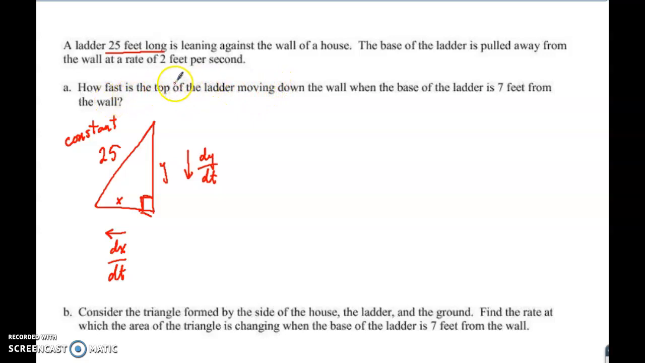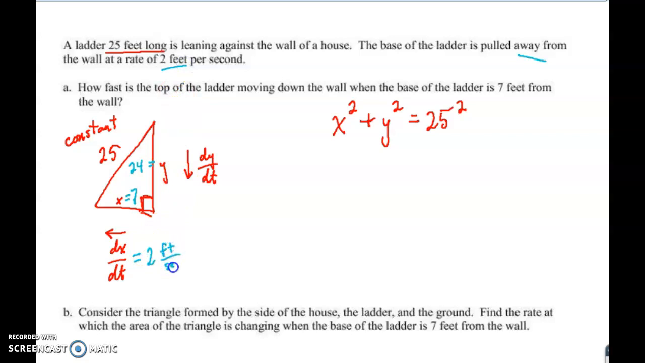So how fast is the top of the ladder moving down the wall when the base of the ladder is 7 feet from the wall? Okay, well, let's create a Pythagorean theorem here. So x squared plus y squared equals 25 squared. And if you have your Pythagorean triples memorized, it'll help you tremendously. If this is 7 feet away, a Pythagorean triple is 7, 24, 25. If you don't believe me, pause the video and double check that that does work. 7 squared plus 24 squared does in fact equal 25 squared. And in the premise of the problem, they also told you it's being pulled away from the wall at 2 feet per second.